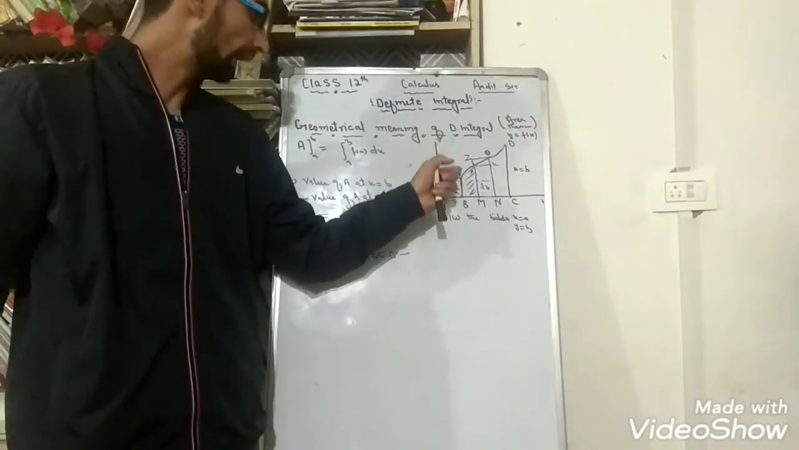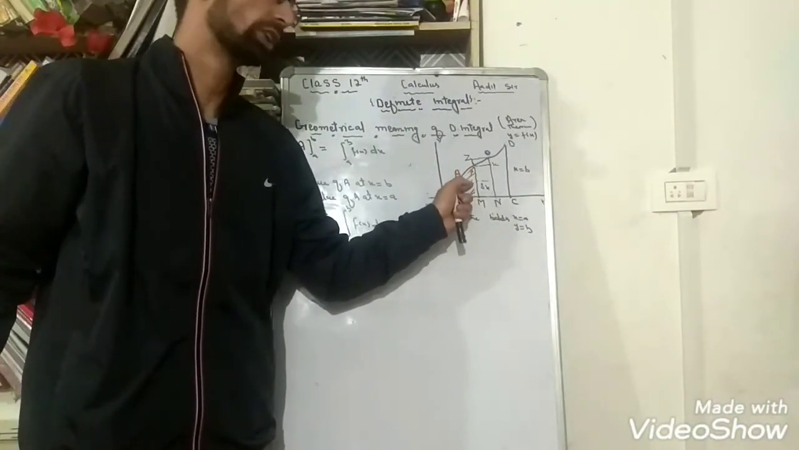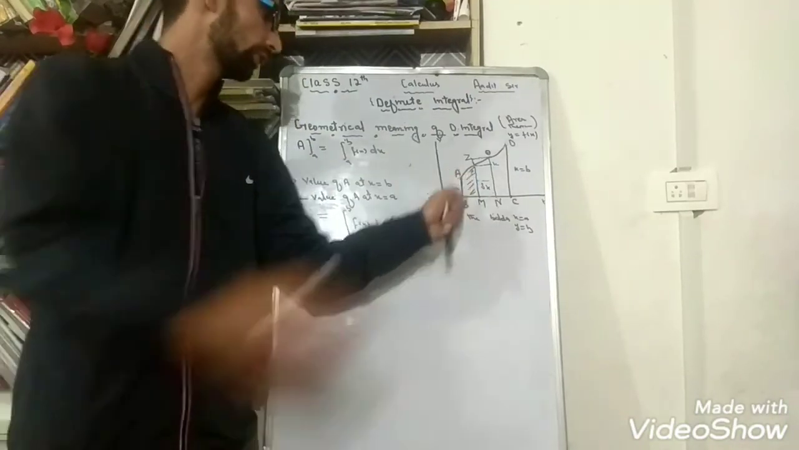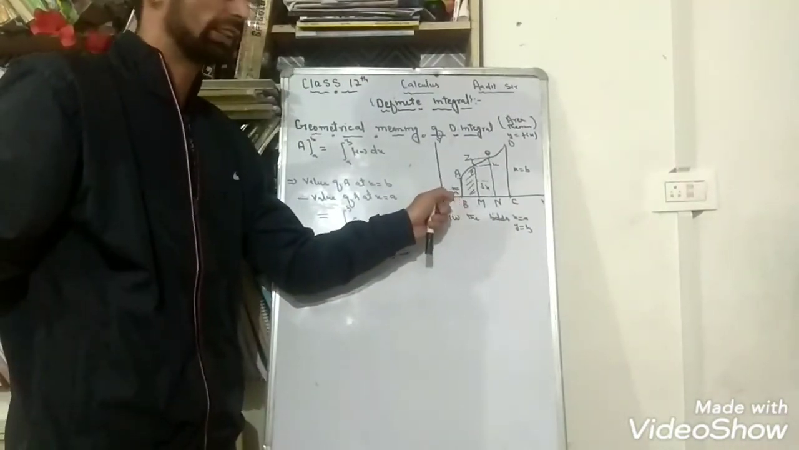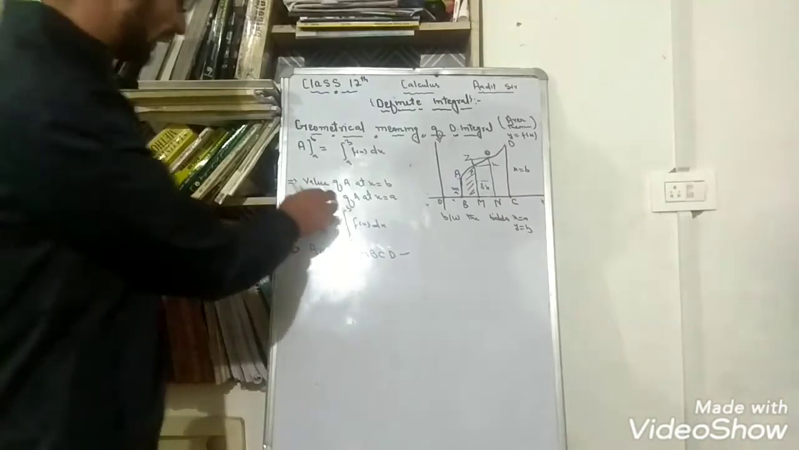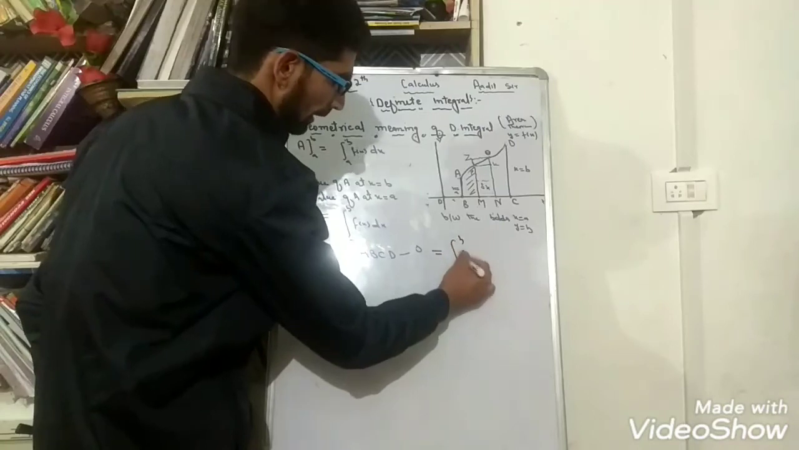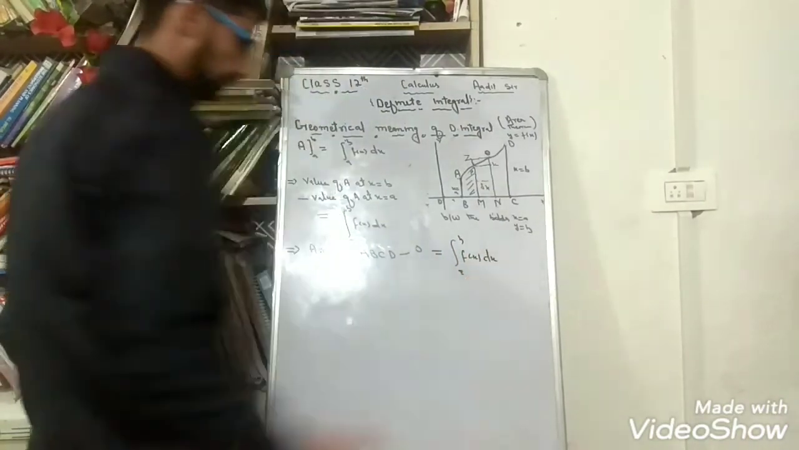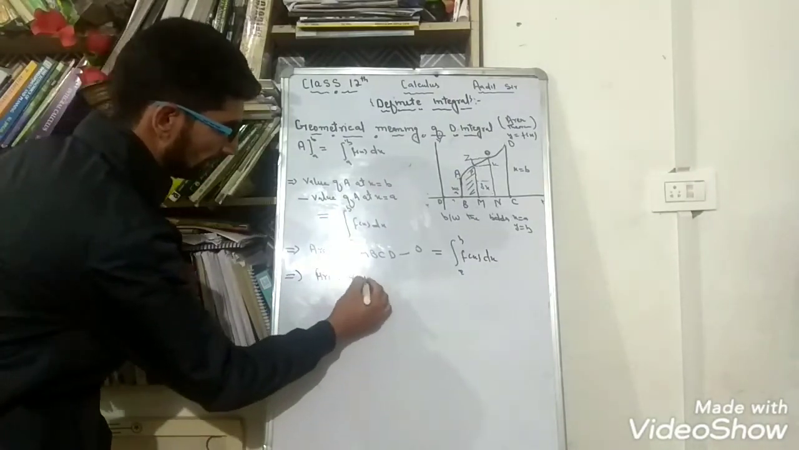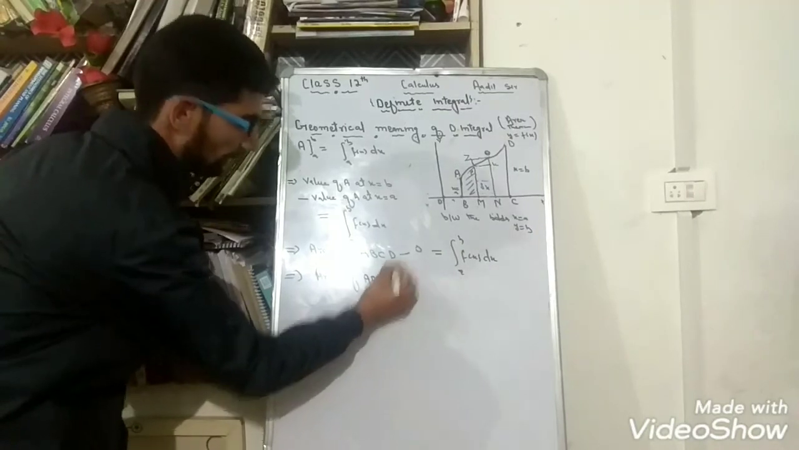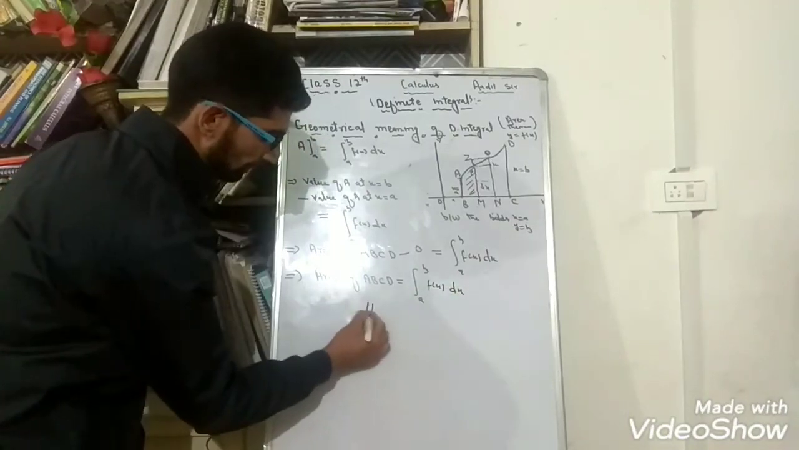Why? Because I am taking A as the area from this region. When I shrink this area to the point x is equal to a, then it will be 0. So this is equal to the integral a to b f of x dx. Here, area of ABCD minus 0, that is nothing, equals the integral of f of x dx. Hence proved.